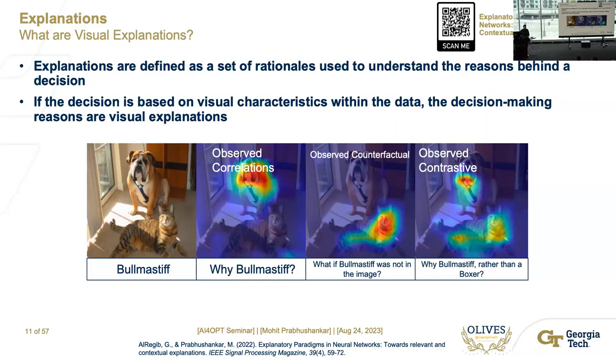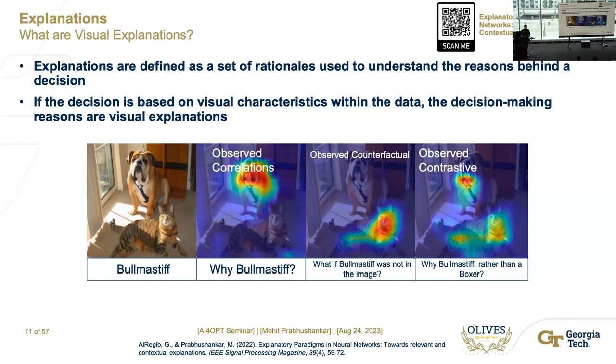It has about 1,000 different classes. And this image is one of the more famous images taken from that dataset, where most of the explainability techniques use this image to showcase their results, essentially. So what is a visual explanation? Explanations, you can define them as a set of rationale used to understand the reasons behind a particular decision. If I give this image to a network, it basically says, okay, the image is that of a bull mastiff.